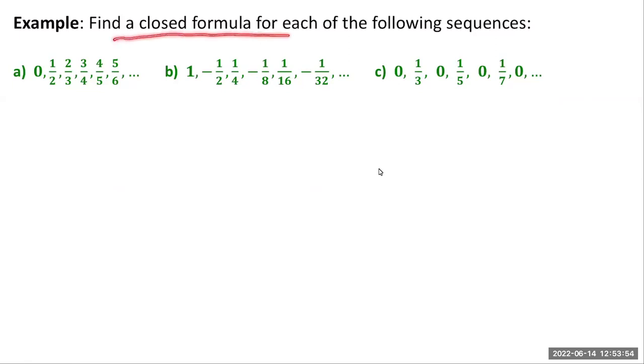Find the closed formula for each of the following sequences. Okay, let's try to find a closed formula for the first part, part A. How do we find a closed formula for this one?